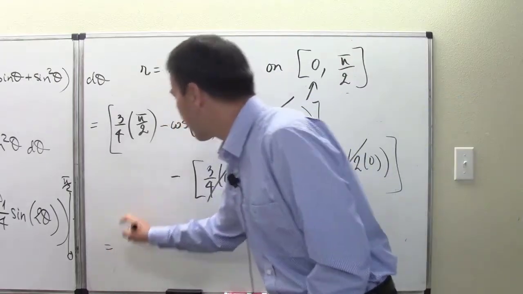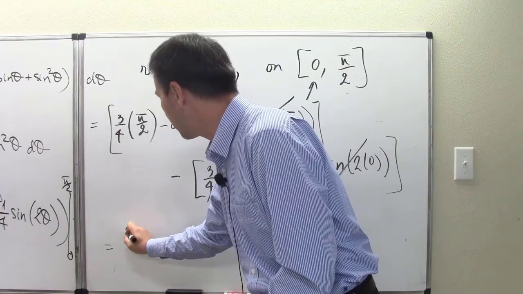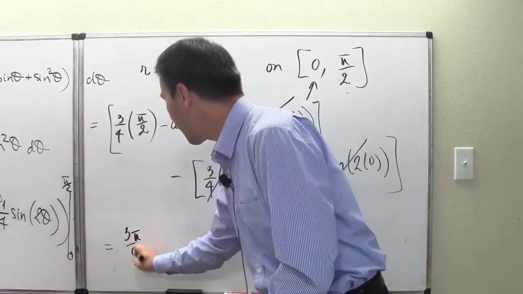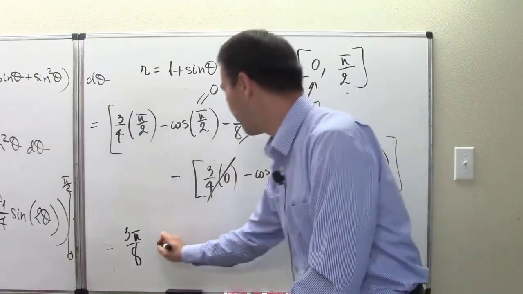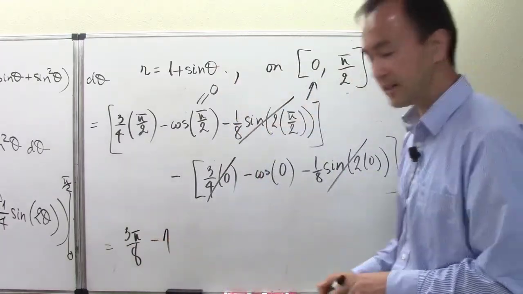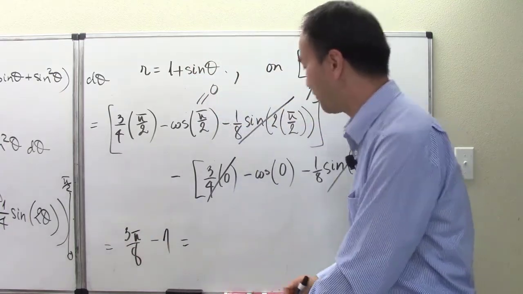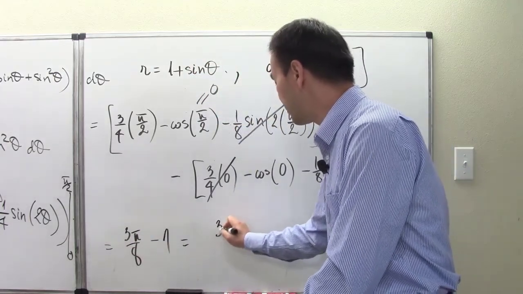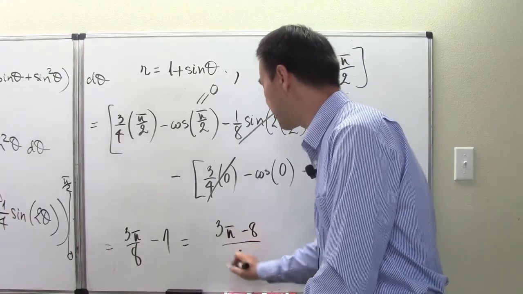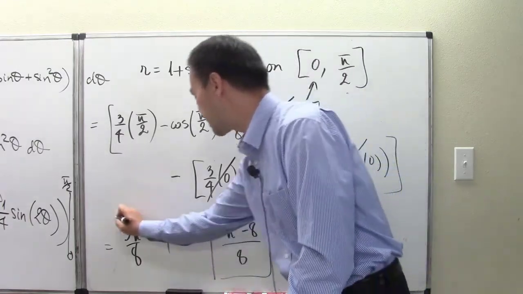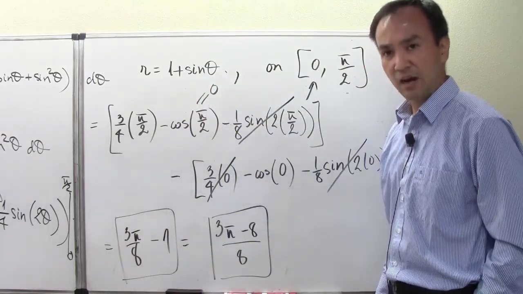So I see here 3/4 times pi over 2, that gives me 3 pi over 8, and that's a 0, that's a 0, and that's a 0, minus 1. That is our final answer. Or here we can make a common denominator and put that into one fraction, so it's going to be 3 pi minus 8 over 8. That is our final answer, or you can stop at your final answer right there. But that's how we can do the calculation.